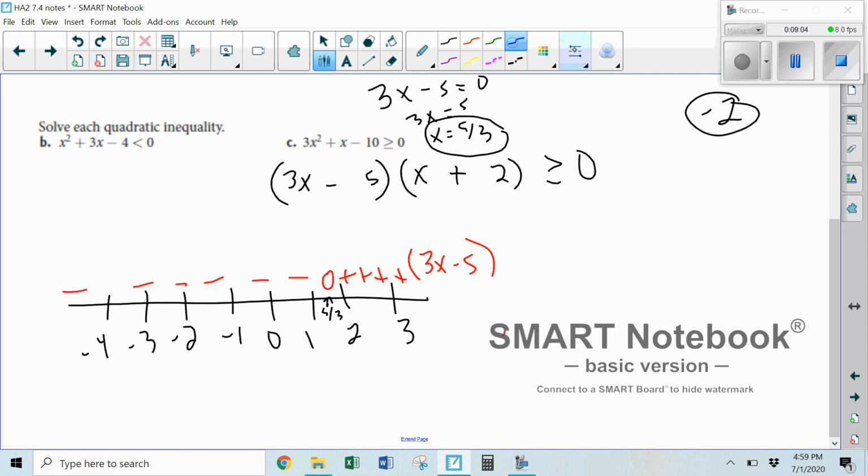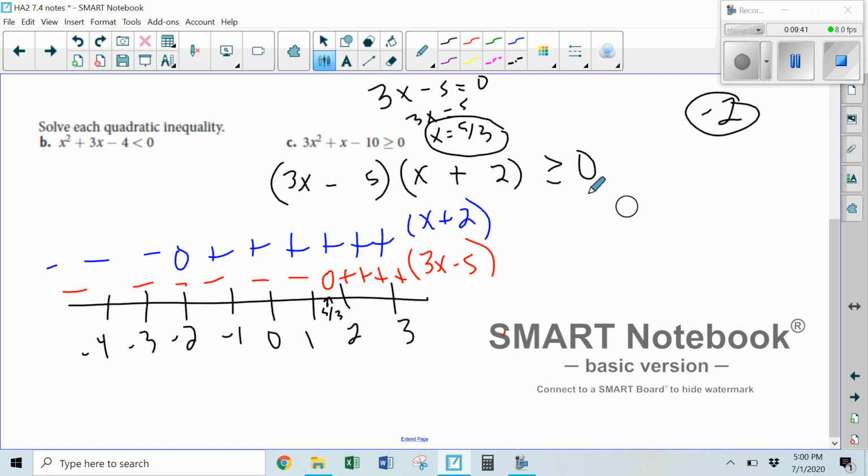Let's try the next factor. I'll do it in blue. X plus 2. Where's the 0 going to go? What value gives me 0? -2. That's where my 0 goes. Plug in values above and below that. So let's plug in -1. If I plug in -1, I get a positive number. These, in fact, will all be positive. Plug in values to this side of the 0, like -4. You get a negative.